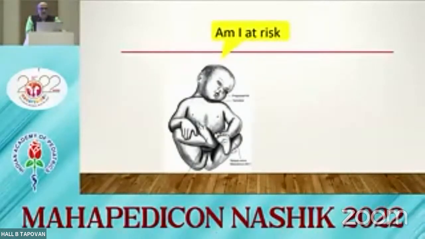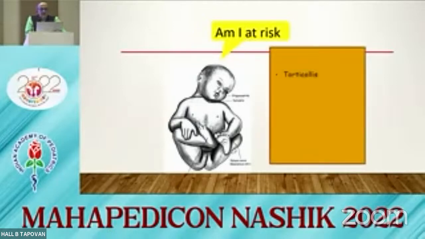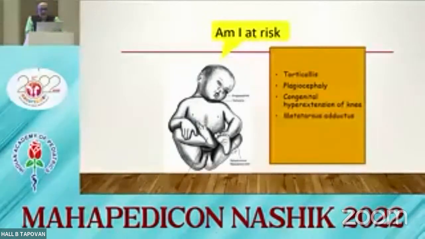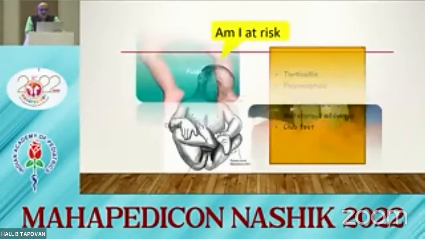This is how the baby looks. He is telling you, am I at risk? Because DDH is a hidden anomaly. CTV is a visible anomaly. You can see it. So if you have a child who has torticollis, if he has plagiocephaly, if he has congenital hyperextension of the knee, if he has metatarsus adductus or a clubfoot, the first job is to look at the hip. Before you do anything, you look at the hip because this is what you're going to miss otherwise.